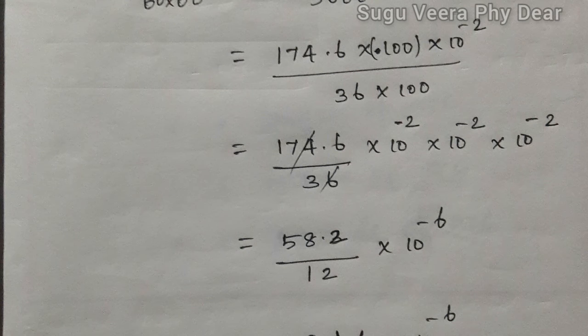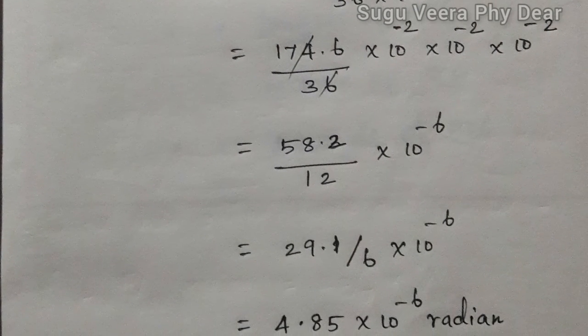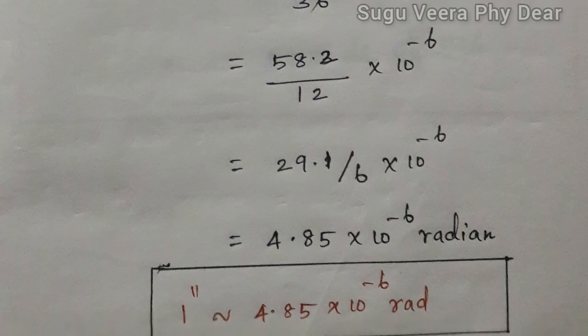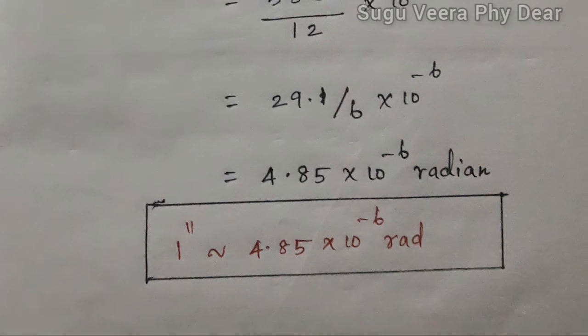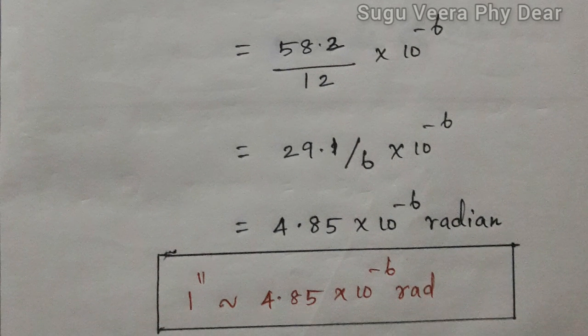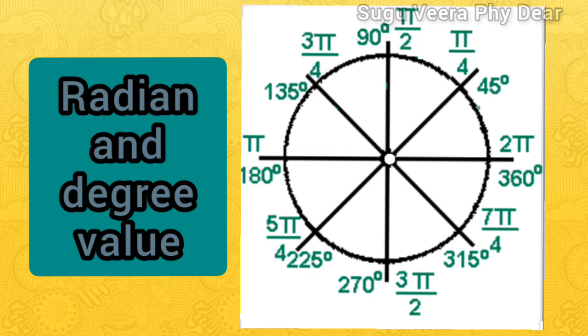174.6 and 36 are cancelled by 2, so we get 58.2 divided by 12 into 10 to the power of minus 6. 58.2 and 12 are cancelled by 2, so 29.1 divided by 6 into 10 to the power of minus 6. So finally we get the answer 4.85 into 10 to the power of minus 6 radian. So 1 second is approximately 4.85 into 10 to the power of minus 6 radian.